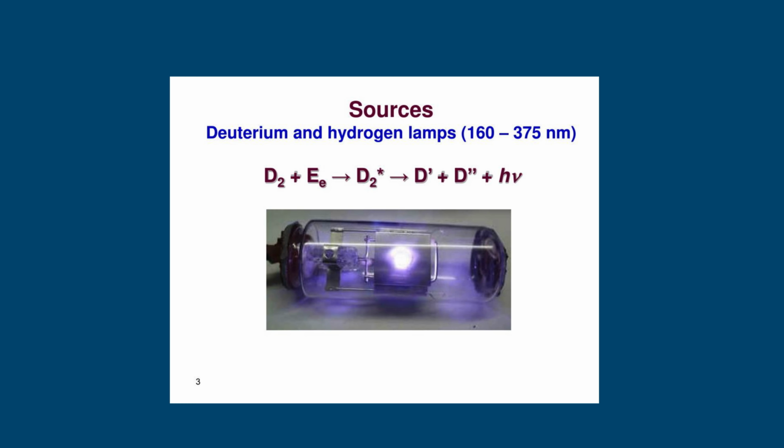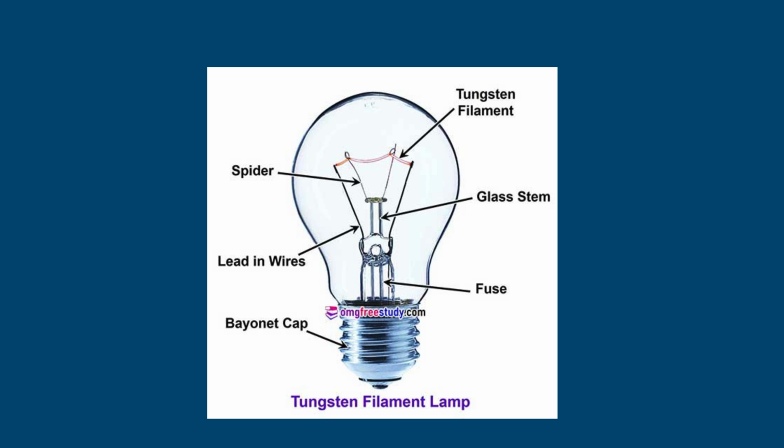Components. Light sources. UV-Vis region: deuterium or hydrogen lamps, 160 to 375 nanometers. Visible region: tungsten filament lamps, 350 to 2,500 nanometers.